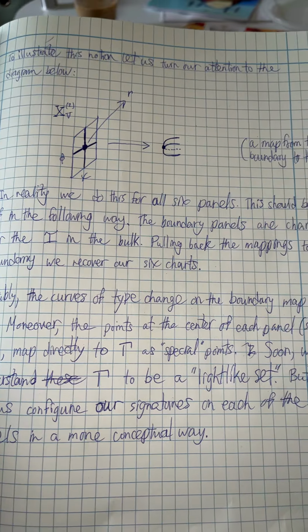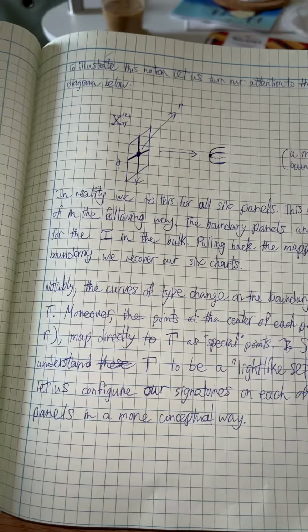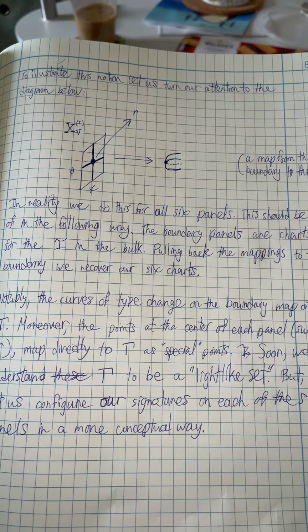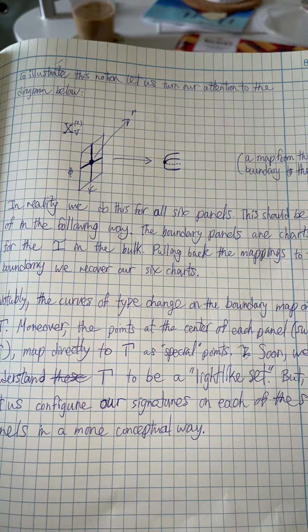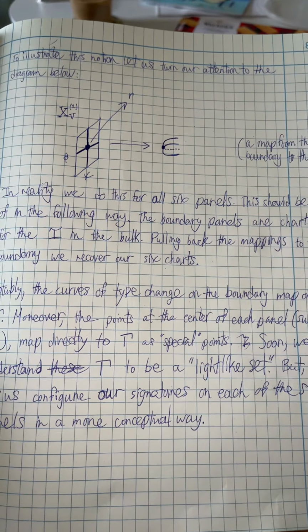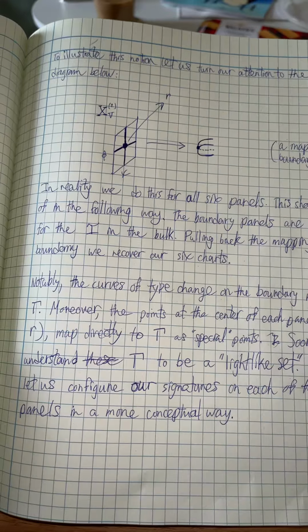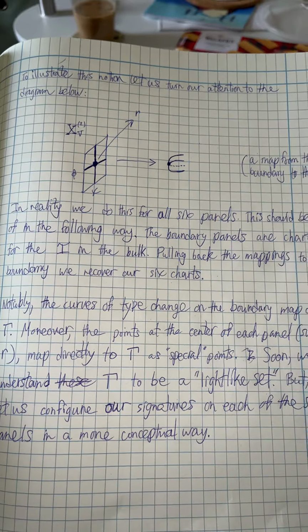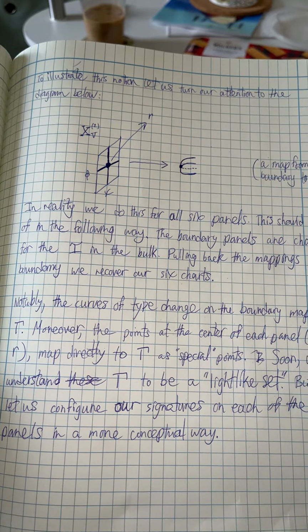Moreover, the points at the center of each panel, so the R, map directly to gamma as special points. Soon we will understand gamma to be a light-like set. But first, let us configure our signatures on each of the 6 panels in a more conceptual way.